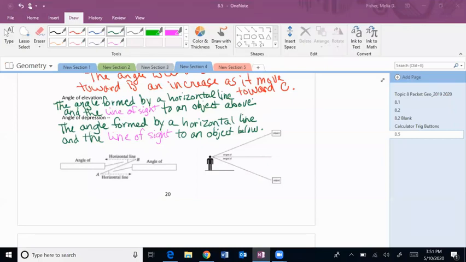Okay, this is a continuation of 8.5. We're going to have some definitions and then do example 1. I've already written the definitions out here, and so you might want to pause the video to get them written down.